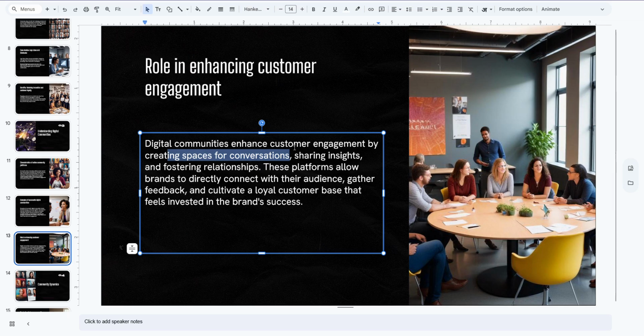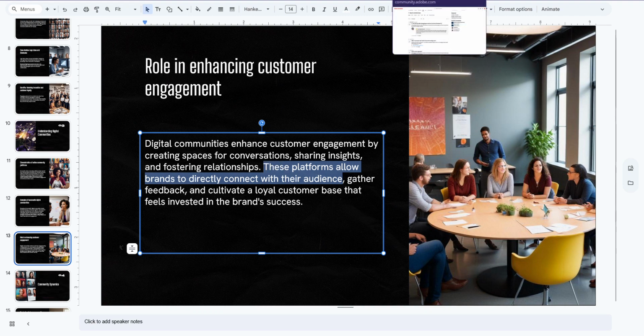So, enhance customer engagement by creating spaces for conversations, sharing insights, and fostering relationships. This relationship is between the customer and the brand. These platforms allow brands to directly connect with their audience. The Adobe ecosystem, or the Adobe community, is a perfect example for this. Gather feedback and cultivate a loyal customer base that feels invested in the brand's success.